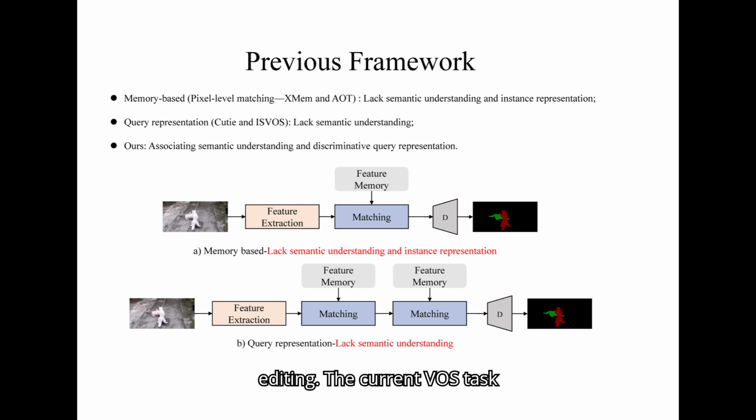The current VOS task faces several major challenges, including significant changes in target appearance, occlusions, and identity confusion due to similar objects and background clutter. These challenges are particularly pronounced in long-term videos, making the task even more complex.